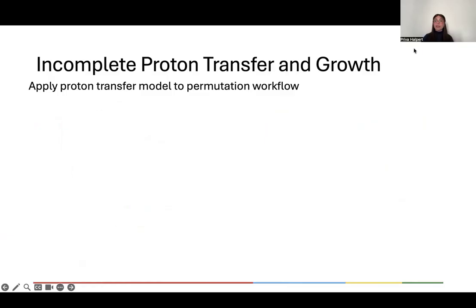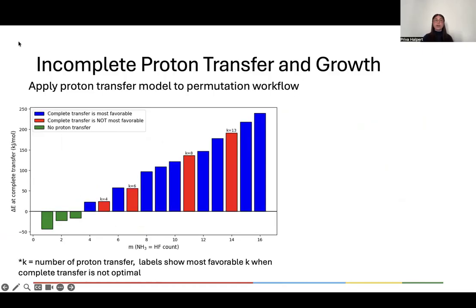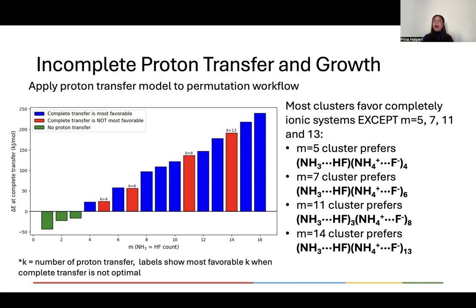Now, we tried to analyze incomplete proton transfer, and to do this, we use the permutation workflow that I discussed a little bit earlier, and we develop a graph like this. Now, what this graph is showing you is, at the M value, so for different sizes of this nanoparticle cluster, does the cluster favor complete proton transfer or incomplete proton transfer? So we do see that for M equals 1, 2, and 3, no proton transfer is favored, and this aligns with the fact that the M equals 4 cluster is the first cluster that exhibits complete proton transfer. And you can see that the M equals 5, 7, 11, and 14 clusters are those that favor incomplete proton transfer, which is very unique.